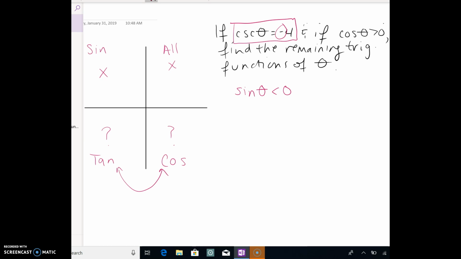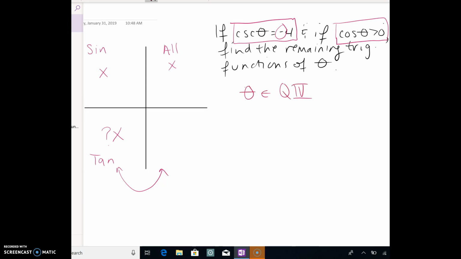Now let's look at our second piece of information. The second piece of information tells us that cosine of theta is positive. Aha! Well, if we know that cosine is positive, that means we definitely can't be in quadrant 3 because the only trig function that's positive there is tan. And if you take a look over here, we know that in that fourth quadrant cosine's positive. So the information that we're going to start off with here is that our angle theta is definitely in quadrant 4.